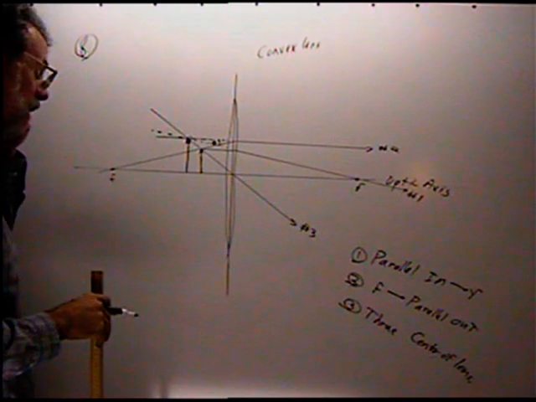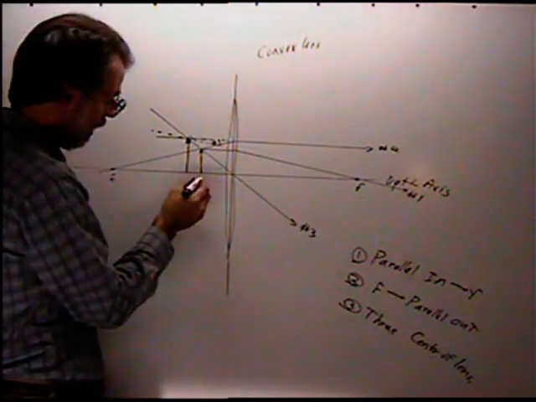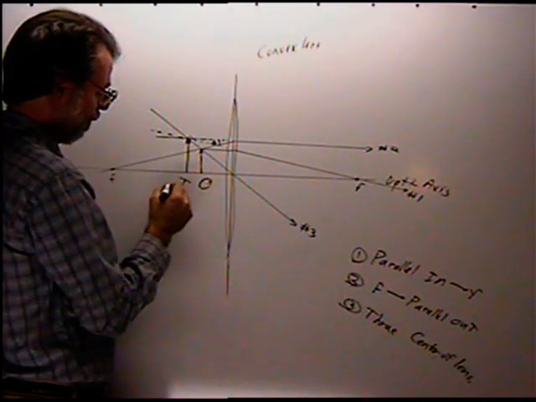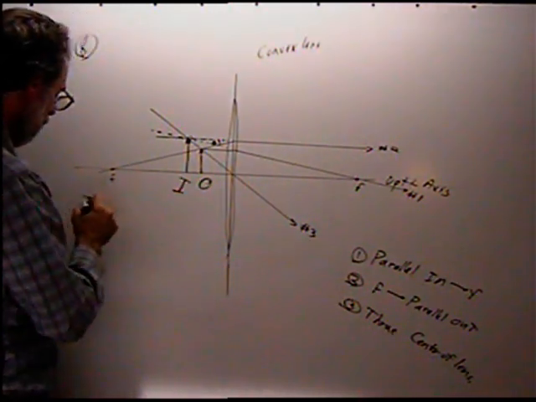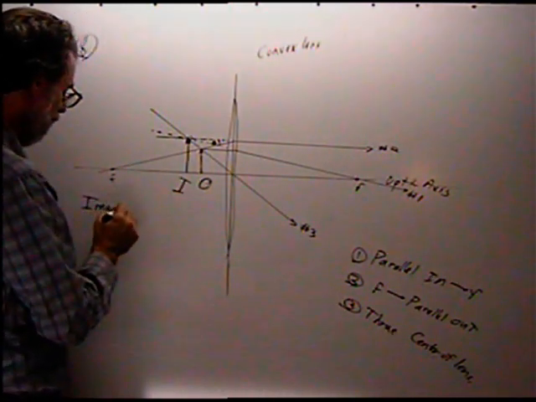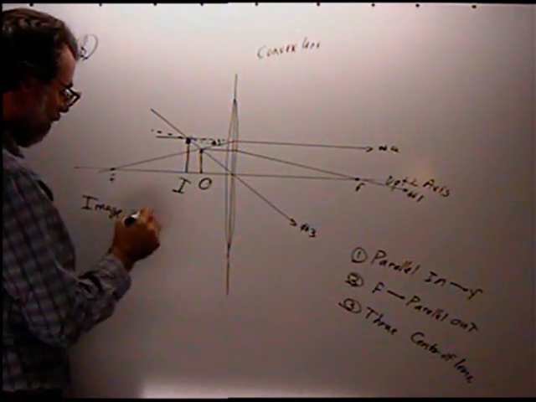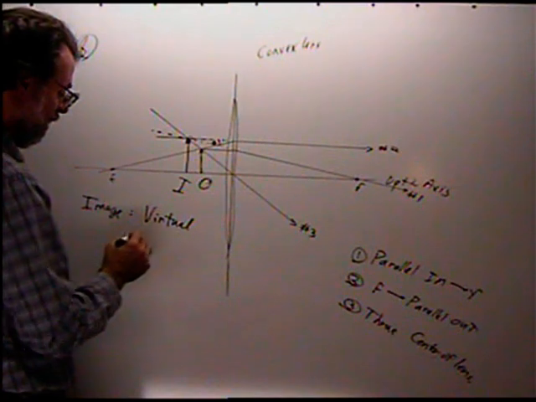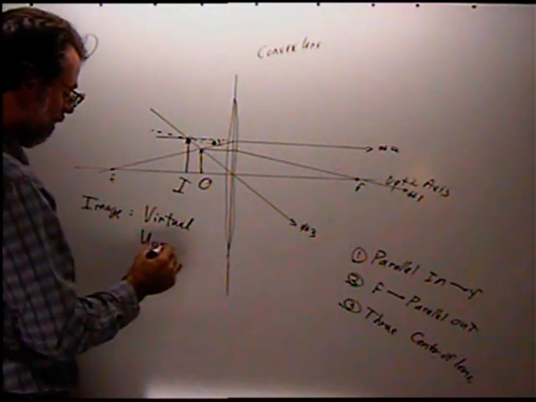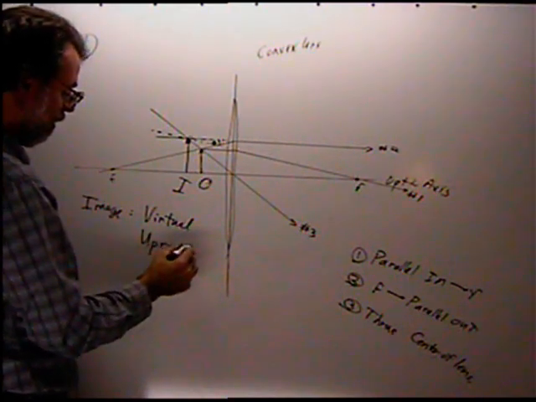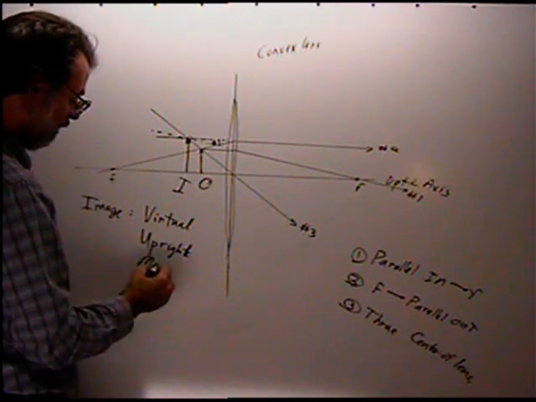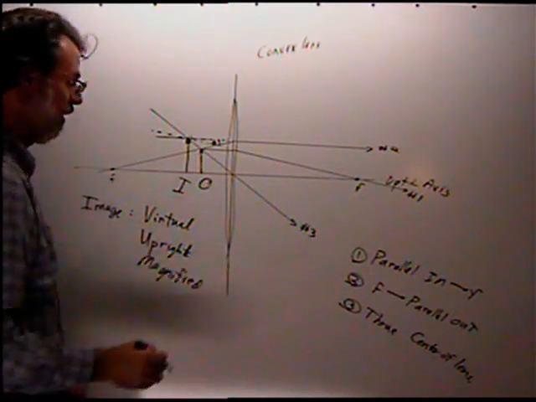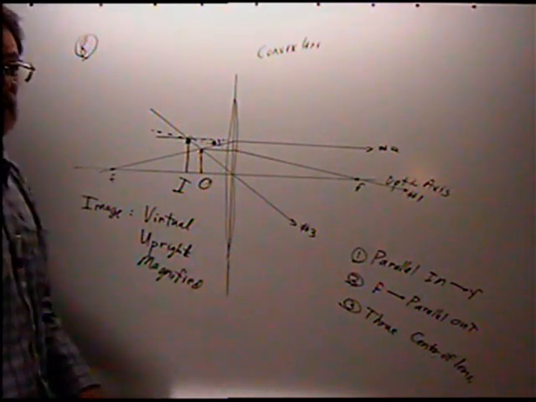So at this point, this is the object, and this is the image. The image is formed by virtual rays. Therefore, it's a virtual image. It's upright, and it's magnified.